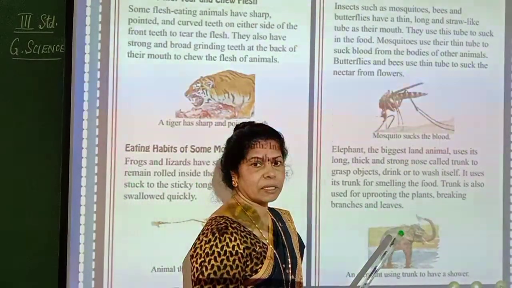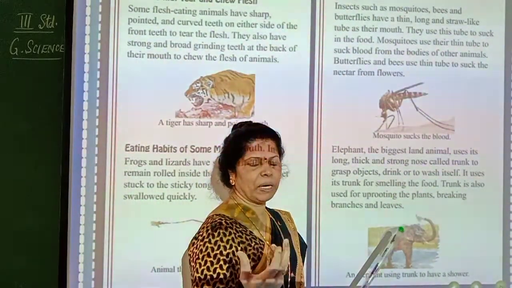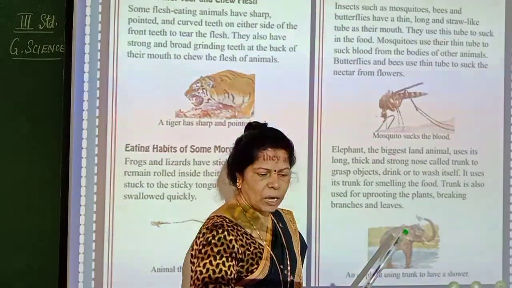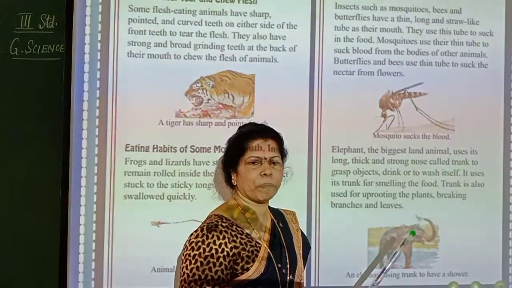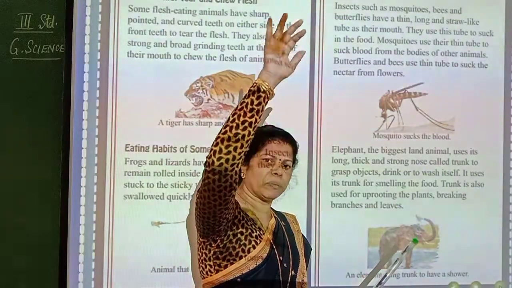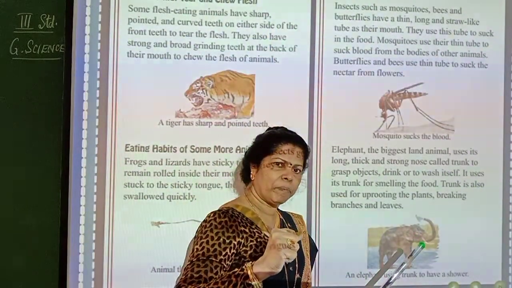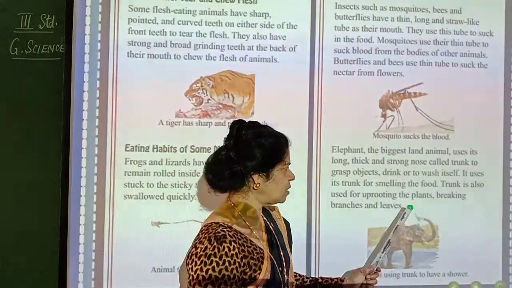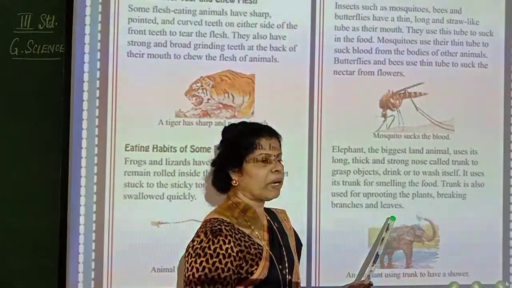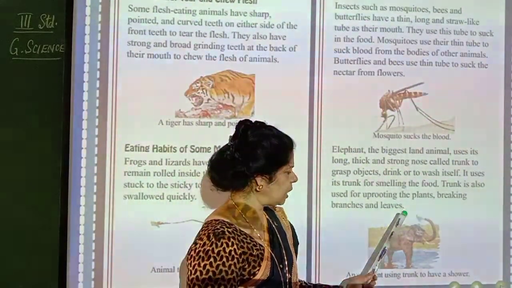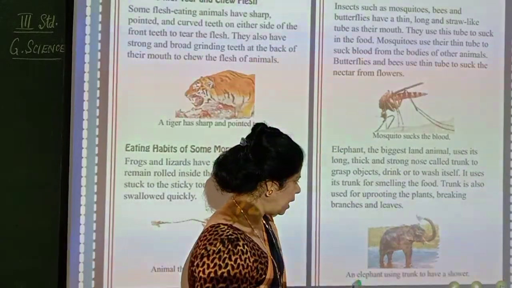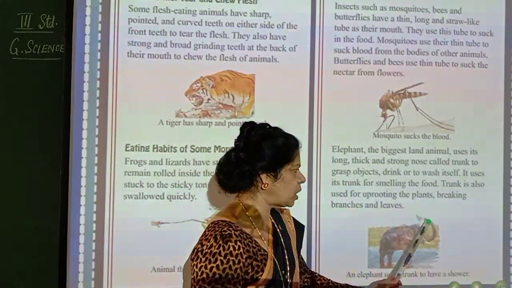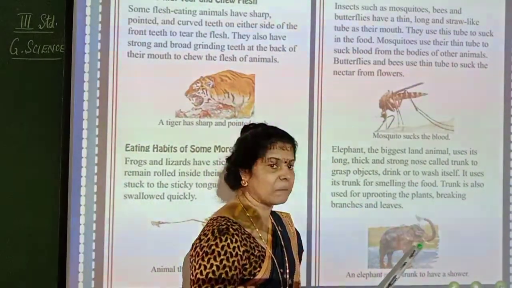Breaking branches. If it wants leaves to eat, and down below they are not available, they are available on the top. What does it do? It will just put the trunk up, pull the branches, then eat. Understood? So for breaking branches and even for eating the leaves, they use the trunk. You can see here an elephant using its trunk to have a shower. See, it is taking a shower, means it is taking a bath.